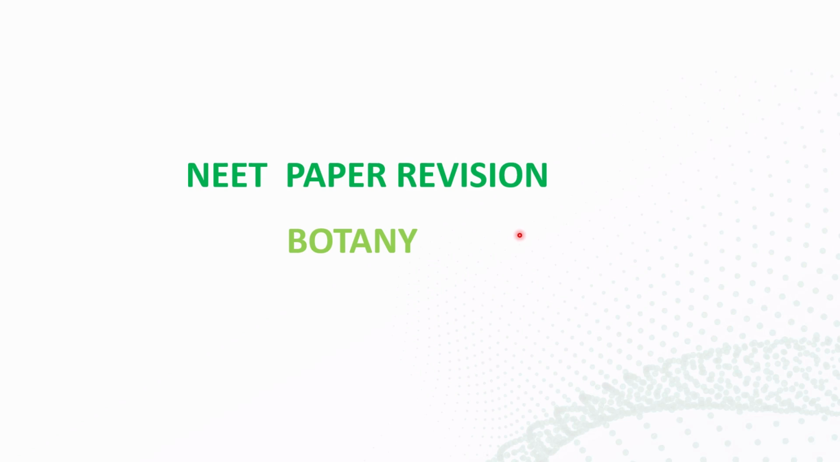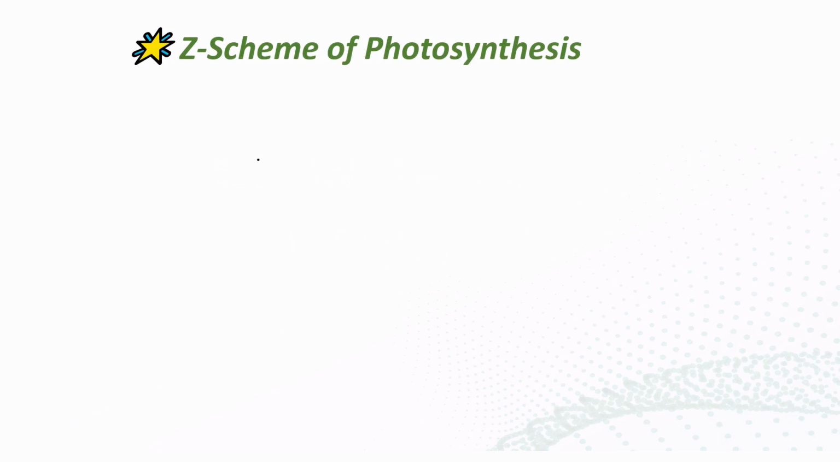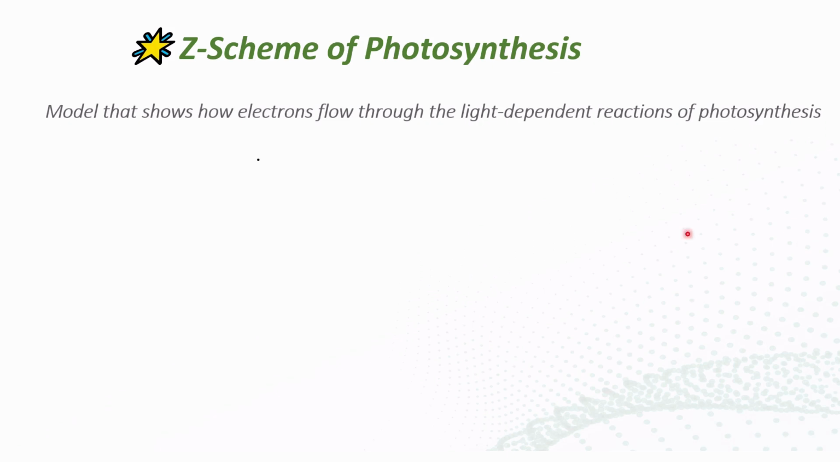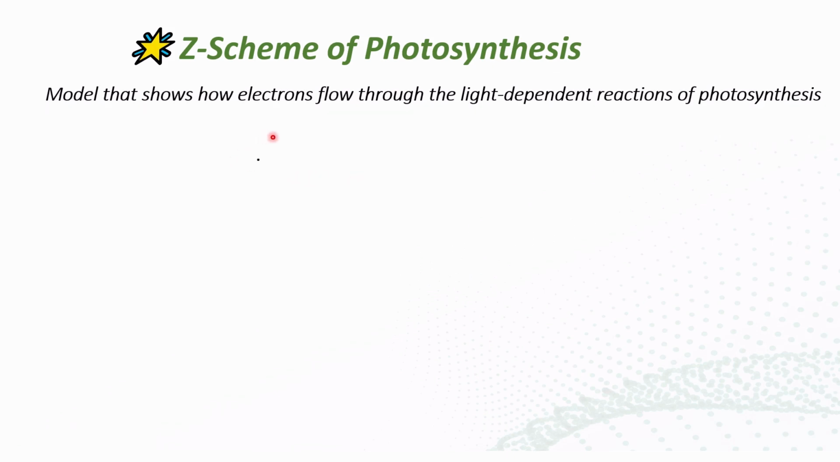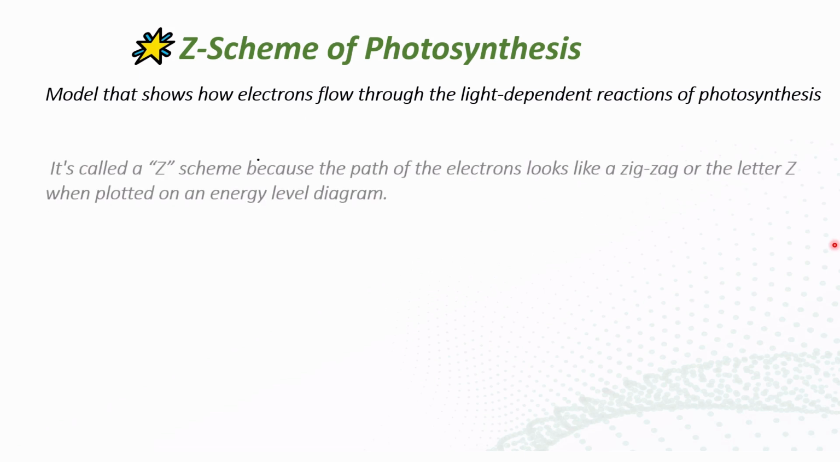Okay, so let's get into the topic. First of all, what is the Z scheme of photosynthesis? As we already know, the light reaction means conversion of light energy into chemical energy with the help of some photosystems. So why did the Z scheme come here? Because here we are explaining how the electrons flow from one place to another. The manner of flow of electrons through the light dependent reactions of photosynthesis is explained in this model. That's why it is known as the Z scheme.